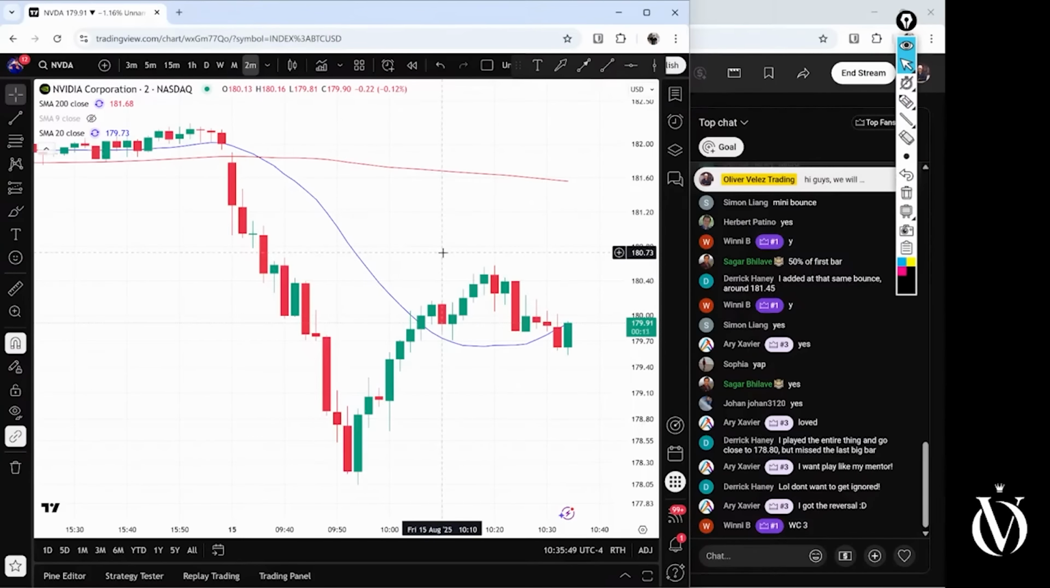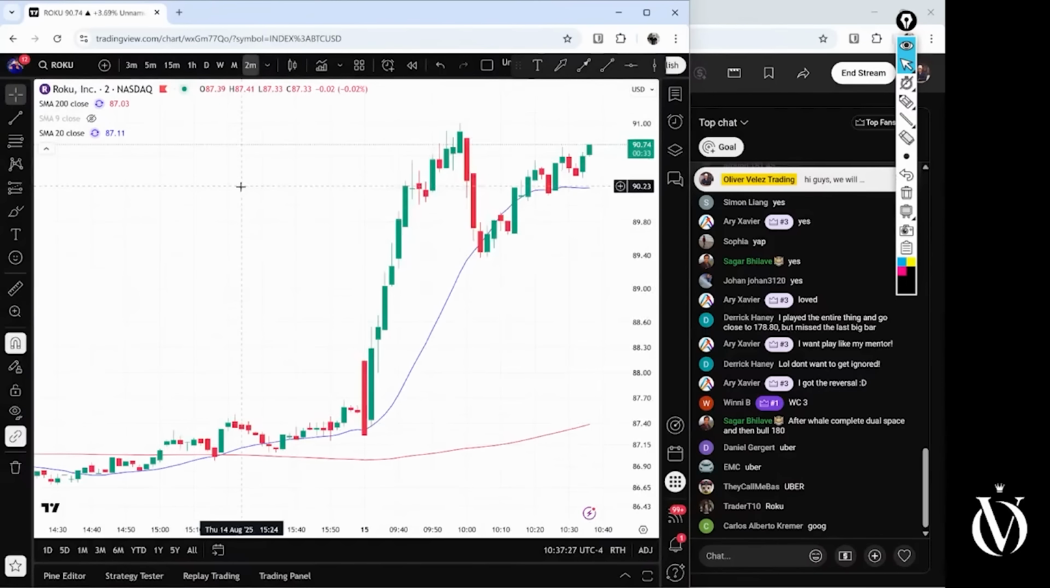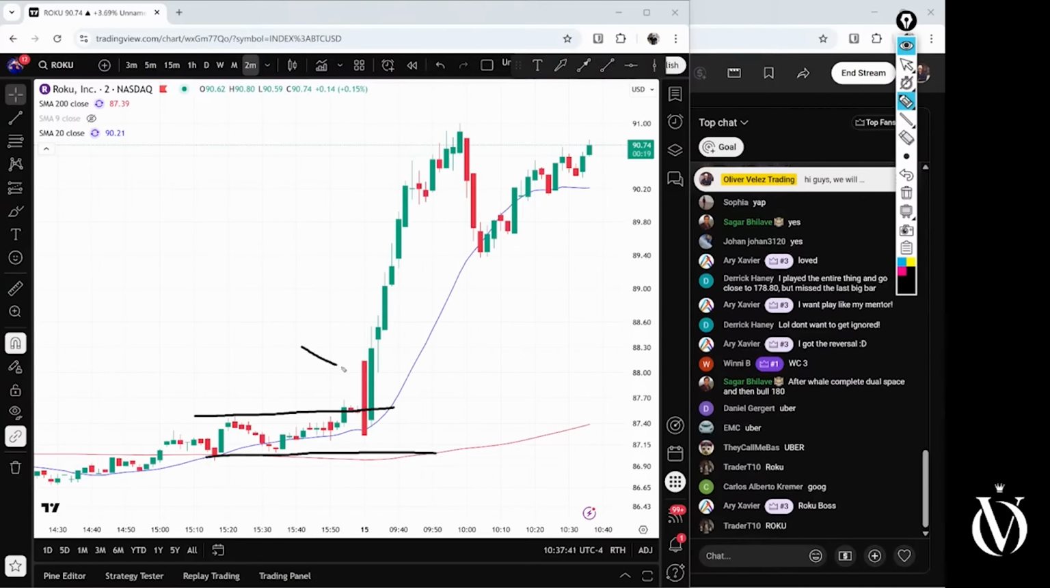Let's quickly take a look at Trader T10, Roku. That's it. There you go. Look at that. Now, what was a little tricky, not too tricky, is that your first bar was red, but this red is in a bull position. You got to ignore that.